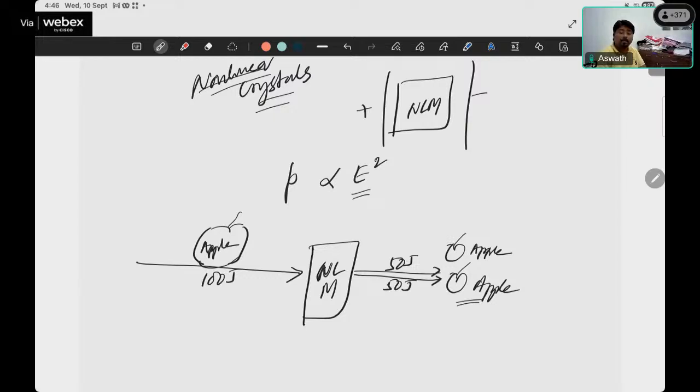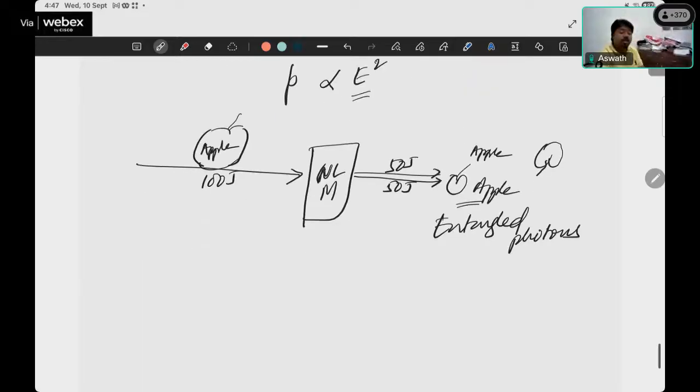Now, interestingly, the arrangement of the apples is such that the top apple comes inverted, and the bottom apple comes upright. So they are like entangled. So, entangled photons.